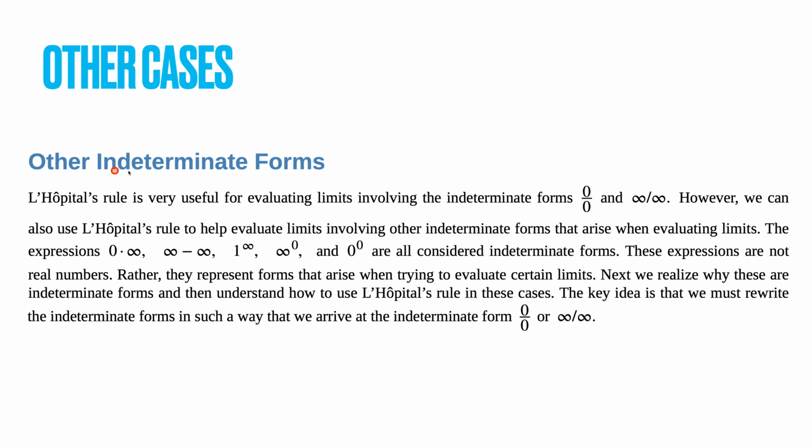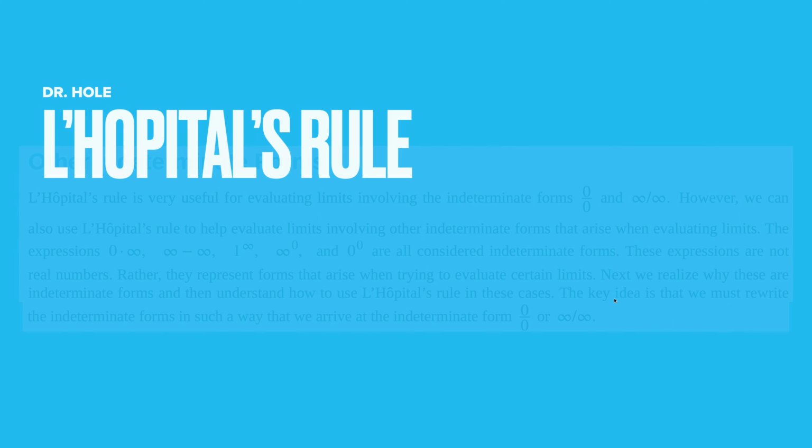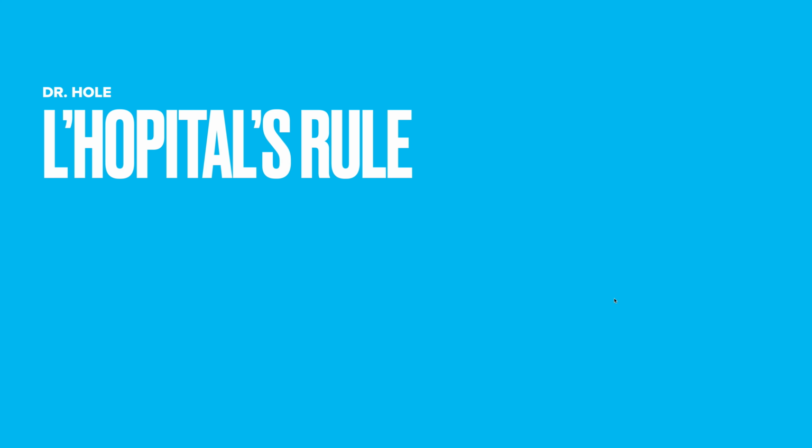There are other indeterminate forms like 0 times infinity. Infinity minus infinity. Infinity is not a real number, so this doesn't make sense. 1 to the power infinity. Infinity to the power 0. 0 to the power 0. These are all indeterminate forms, and they may be manipulated and return you back to the form of 0 over 0 or infinity over infinity. And then that is the key idea. That was a quick overview of L'Hopital's rule.